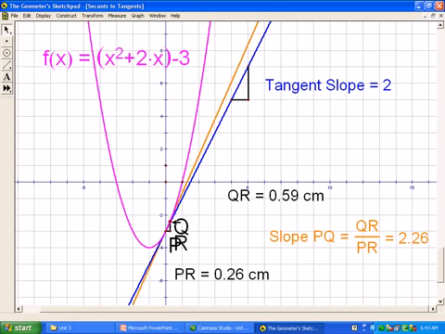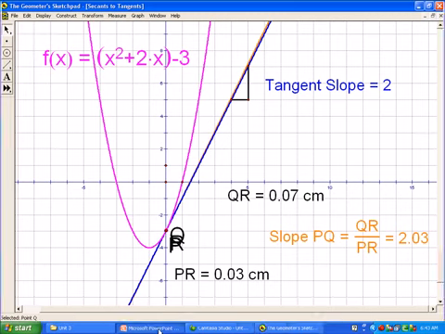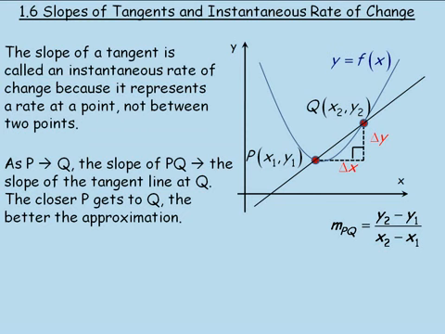So that's what I mean by moving the two points on the secant so close together that the secant slope is almost the same as the tangent line slope. And so back to the PowerPoint here. So we say that as P approaches Q, as the two secant points get closer and closer to one another, the slope of the secant PQ approaches the slope of the tangent line. And so the closer that P gets to Q, the closer those two points are, the better the approximation.